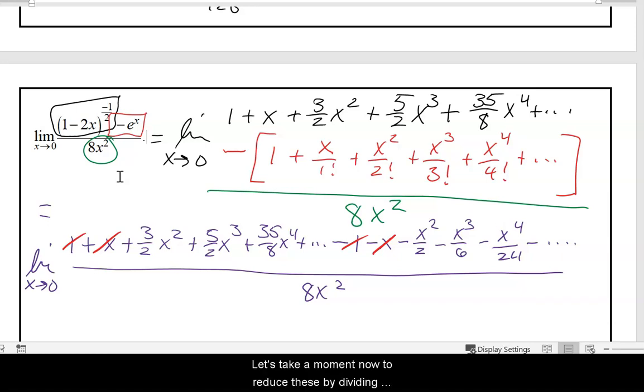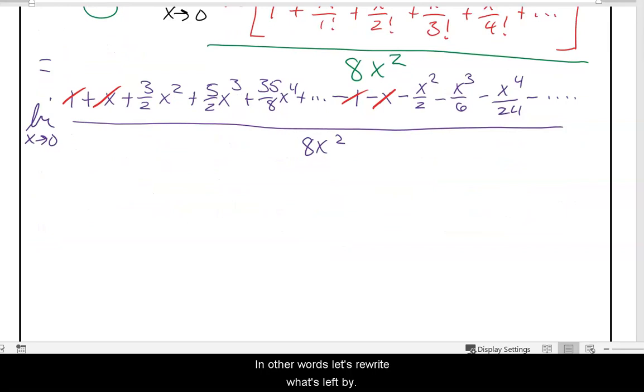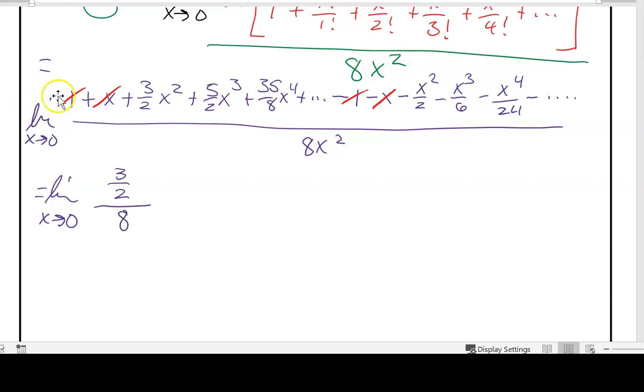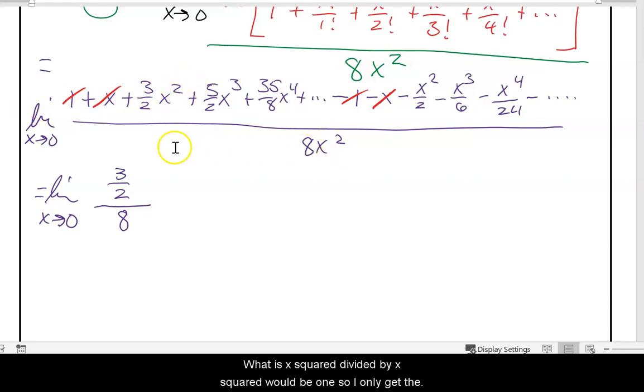Let's take a moment now to reduce these by dividing each term in the numerator by our monomial denominator, 8x squared. In other words, let's rewrite what's left by doing the division. This will give me the limit as x approaches 0 of 3 halves divided by 8. And no, I'm not going to work that out just yet. But x squared divided by x squared would be 1. So I only get the constant.